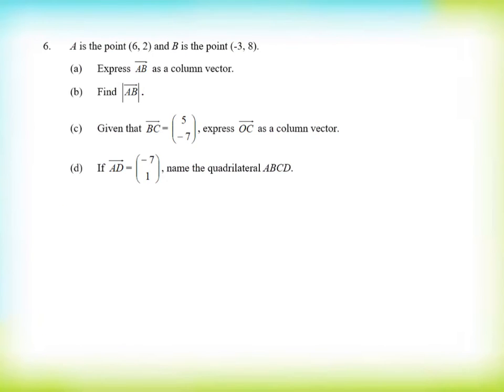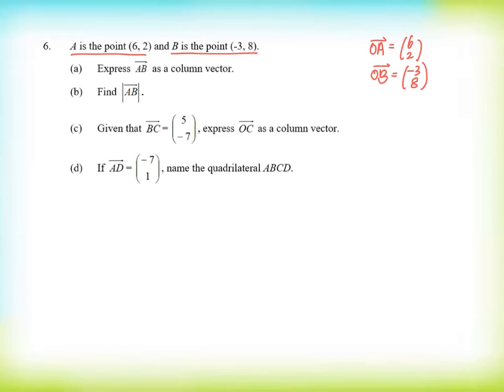Next question, question number 6. A is the point (6, 2). B is the point (-3, 8). Therefore, please write down the important information.